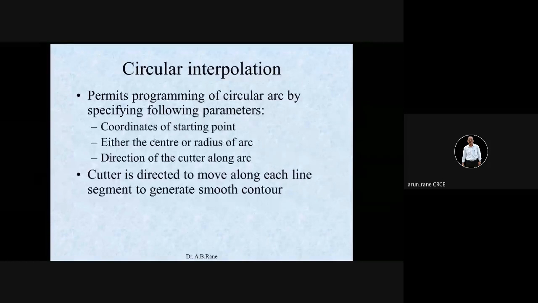So the requirement is you must give the coordinates of the starting point. There is nothing wrong even if you give the end point also, but the starting point has to be given. Give either the center or the radius, and give the instruction whether the tool or the machine has to move clockwise or anti-clockwise.